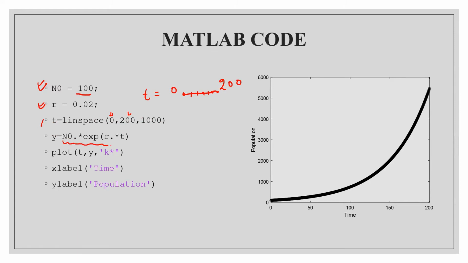See, this is nothing but the solution you found for the exponential growth model. So now here n naught will take 100 from above. This r will take 0.02 and t is from 0 to 200, and how many points are in between? There are 1000 points. So it will first take 0, then it will calculate the value of y for t equal to 0. Then 0.01, then it will calculate the value of y, right? For different values of t, it will find the different values of y.